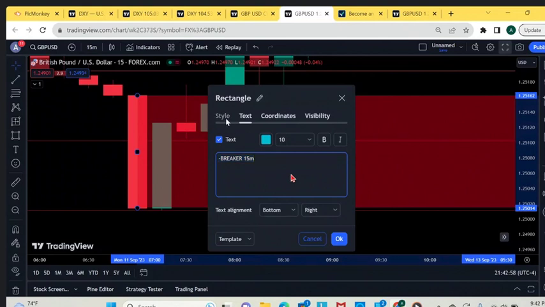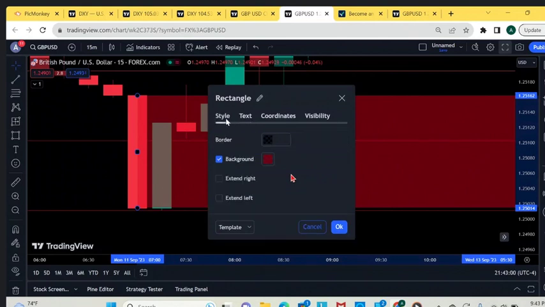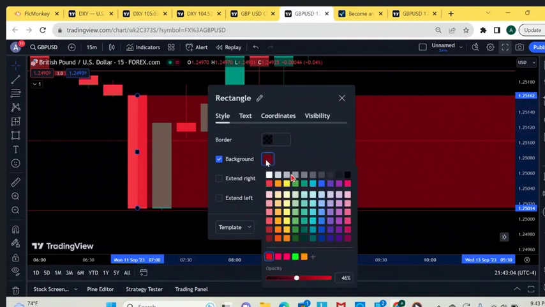Click on style because with the breakers, I want to make it a different red. Click on that background. I want to distinguish this from the bearish order block. Does that make sense? I don't want to make it the same red because the breaker and the order block are two different things. So go ahead and click on a lighter red. You see those lighter reds right there next to the yellows? Go down.